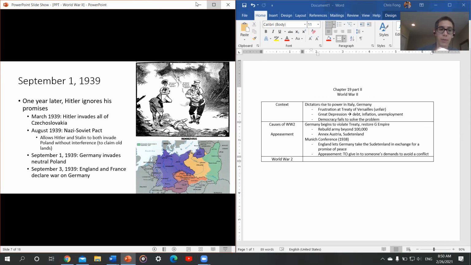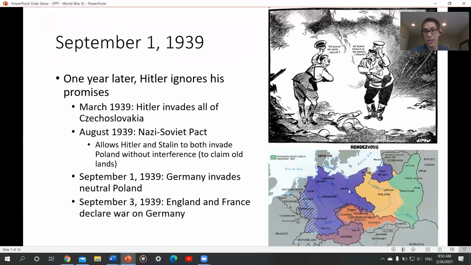Hitler ignores his promises. First, in March of 1939, he invades all of Czechoslovakia, not just the Sudetenland, which is this kind of maroonish, purplish border, but he takes over all of Czechoslovakia. In August of 1939, he signs the Nazi-Soviet Pact, Nazi Germany, Soviet Russia.